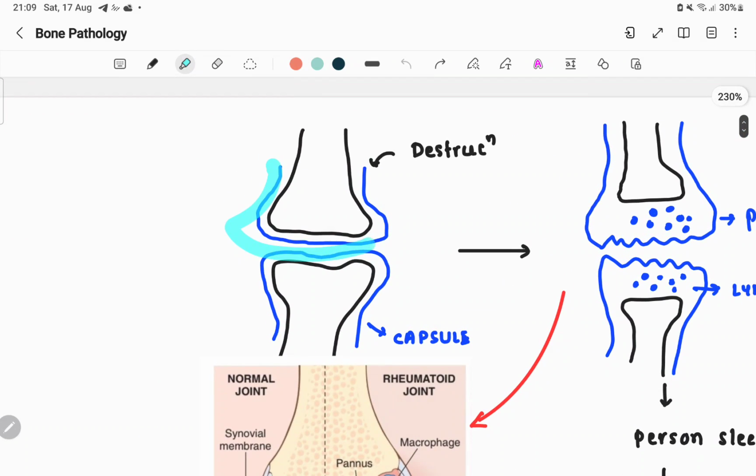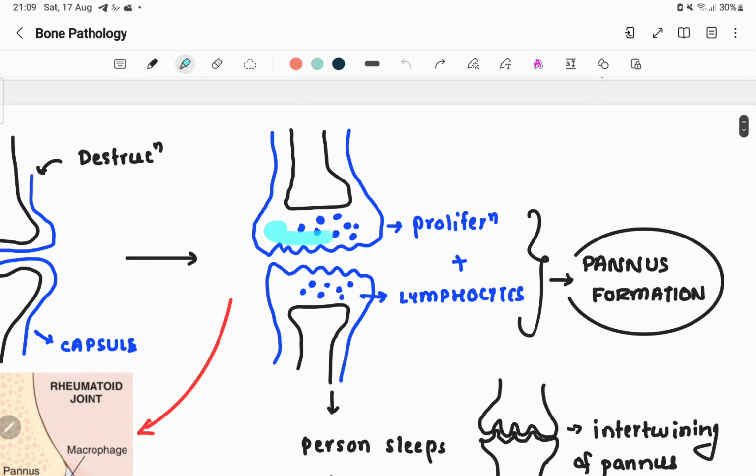Look at this. This is the joint capsule of the joint. So look at this, there is a proliferation. There is an excess proliferation of the capsule, with small round blue cells, that's the lymphocytes, lymphocytic infiltration. This is called the pannus formation.